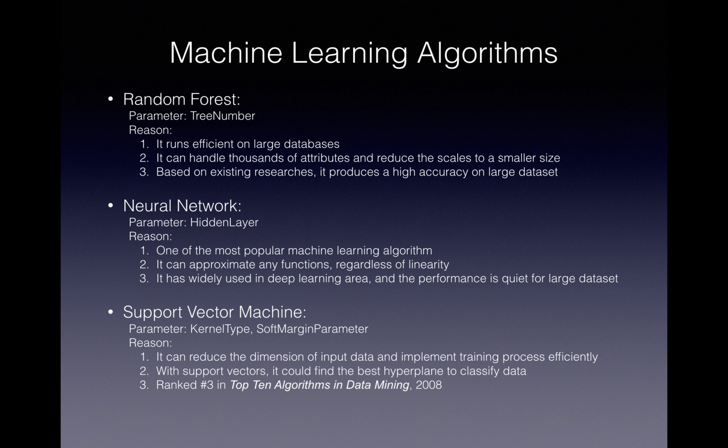And finally, the one additional algorithm I put in this task is the support vector machine. This is ranked number 3 in the top 10 algorithms in data mining, published in 2008. It can reduce the dimension of input data and implement the training process efficiently, and with the support of support vectors, it can enlarge the margin so that it can find the best boundary to classify data.